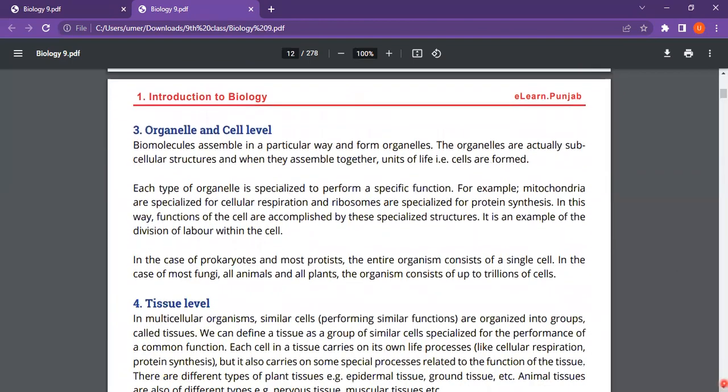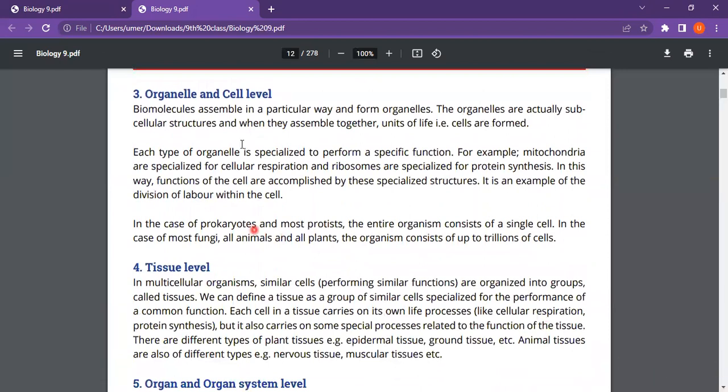Organelle and cell level. Biomolecules assemble in a particular way and form organelles. The organelles are actually subcellular structures, and when they assemble together, the units of life, cells, are formed. Each type of organelle is specialized to perform a specific function. For example, mitochondria are specialized for cellular respiration, and ribosomes are specialized for protein synthesis. In this way, the functions of the cell are established by these specialized structures. It is an example of the division of labor within the cell.